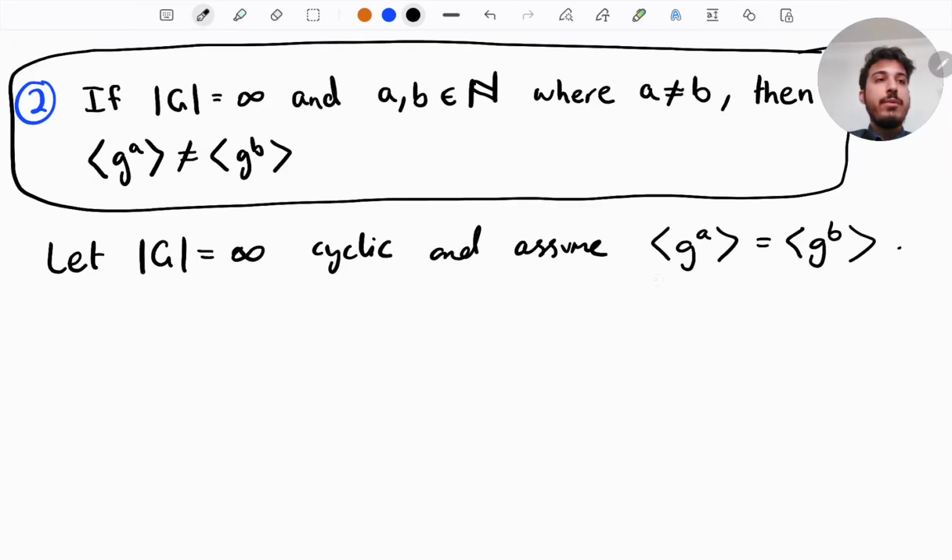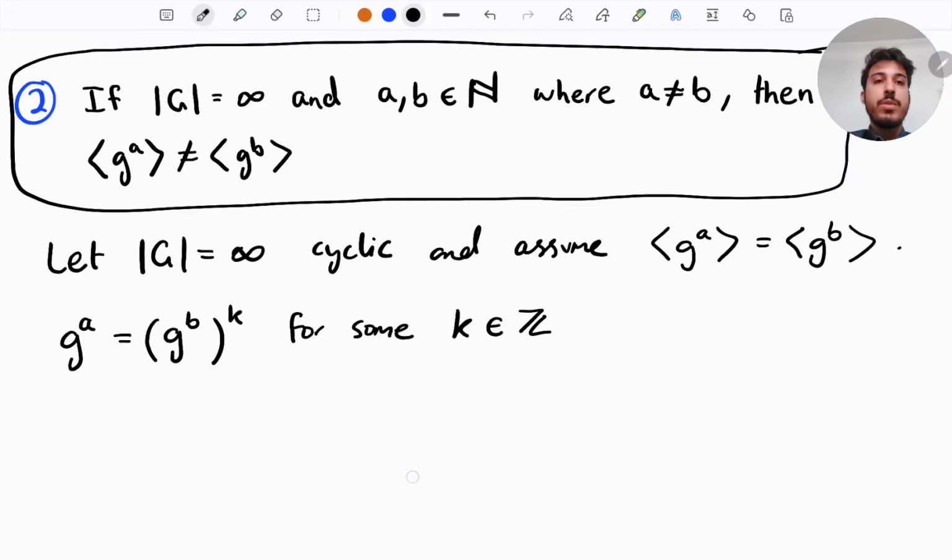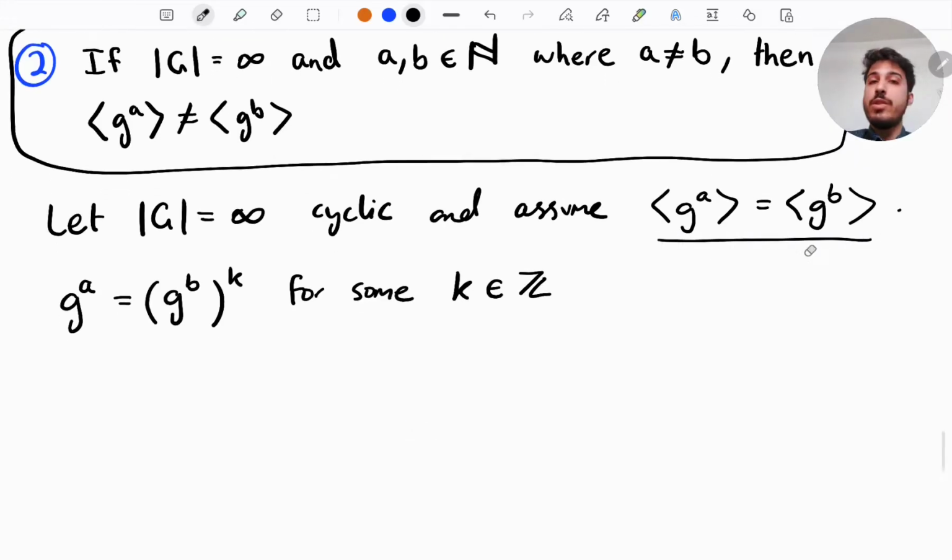So if we have this, then we can say that an element here is a power of G to the B, and an element there is a power of G to the A. So we can say that G to the A in particular is equal to G to the B to the K for some integer K. Okay, that is true because we're assuming these two groups are equal. So this is equal to G to the B times K by exponent laws.